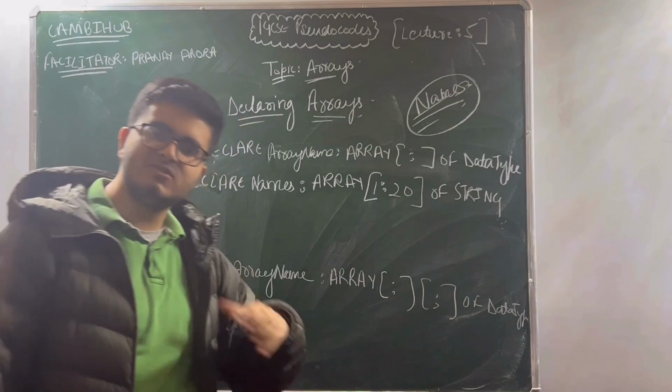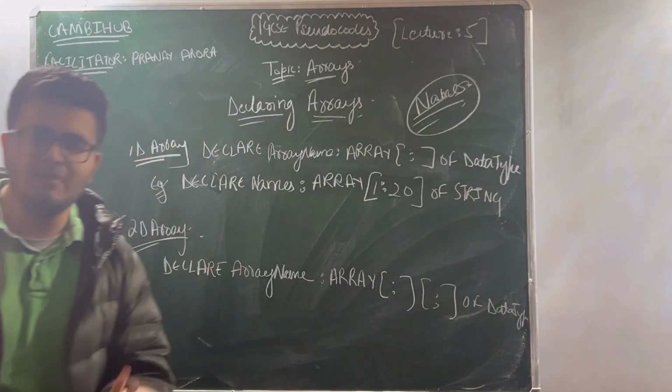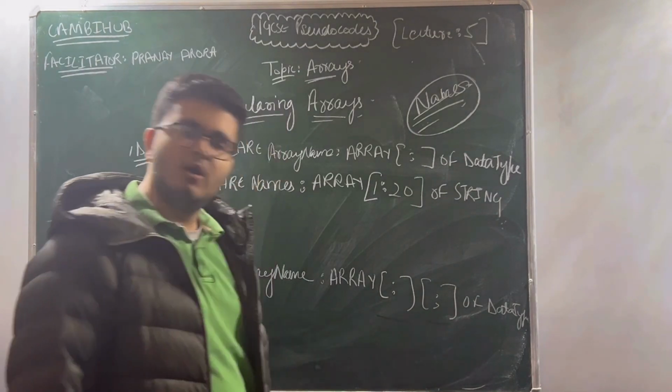We need to declare the range of both. Here we only had a single data stream. Here we can have multiple data streams, right? So this will be for row, this will be for column, right?